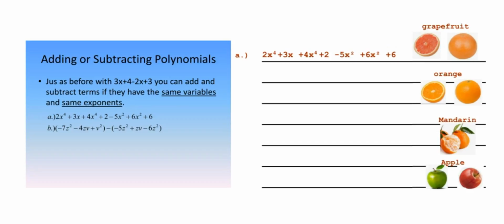So for example, if we have 2x to the fourth, let's think of those as grapefruits because it's the biggest exponent. Typically grapefruits are a little bit larger. 3x, we can think of those like mandarins. Those are a little bit smaller typically. And then we also have the negative 5x squared. That would be, for instance, the oranges, medium size, right? And last but not least, the numbers, constants, the 2 and the 6, would be the apples, agreed? Because they don't have an x, in other words.